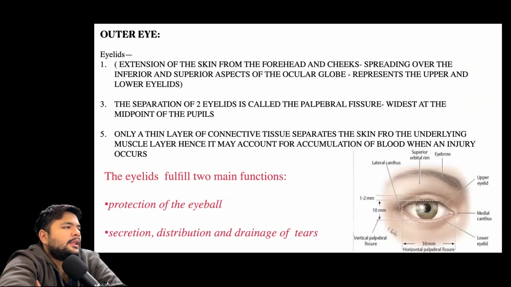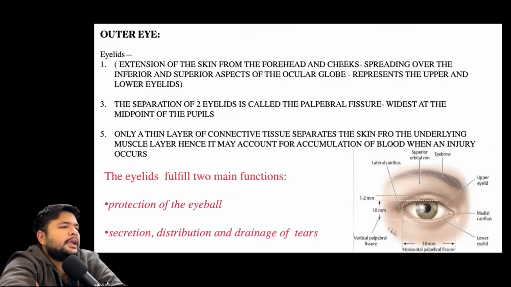And then coming to the outer eye, we have the eyelids. The extension of the skin from the forehead and cheeks spreading over the inferior and superior aspects of the ocular globe represents the upper and lower eyelids. The separation of the two eyelids is called the palpebral fissure, widest at the midpoint of the pupils.